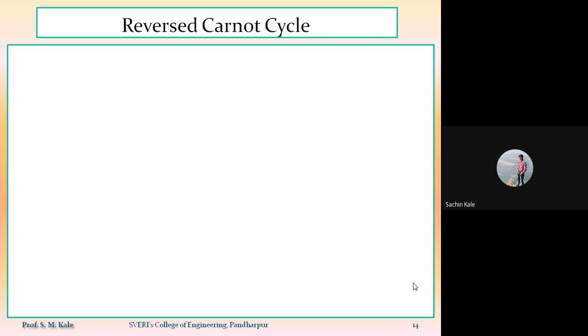Also you know that the maximum efficiency of a heat engine is obtained by using the Carnot cycle. Then also, not a single heat engine can work on the Carnot cycle. Why? Because there are some practical limitations of the Carnot cycle.